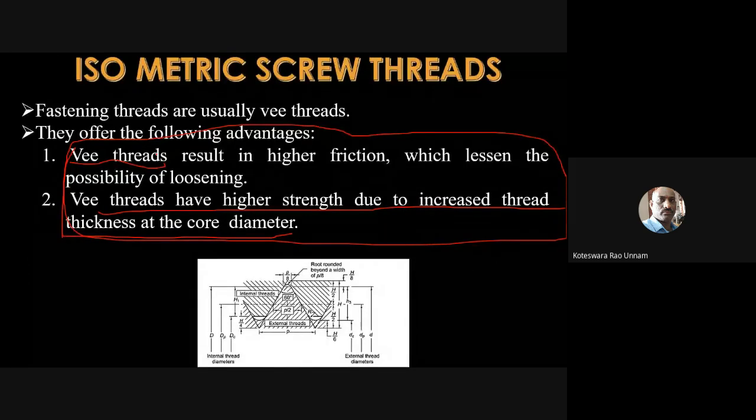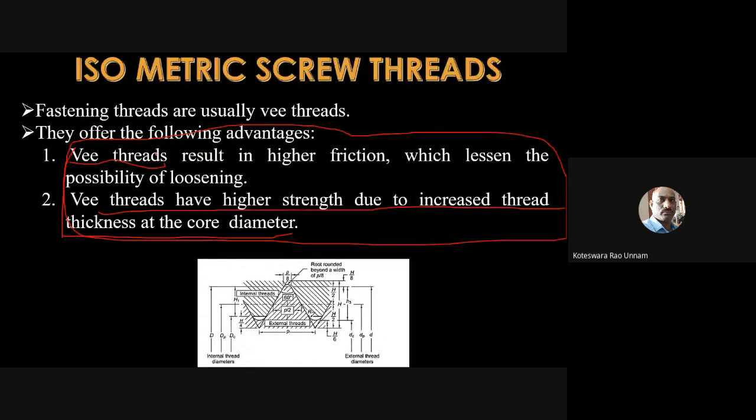But to pick that alpha value, what you should know is, for a given application, what type of thread is going to be used. That is, if it is a power transmission, what type of threads you are using. For bolted connections, what type of threads they are going to use. Based on that, you need to pick the value from the data book and solve the problem. Simply we cannot escape by saying that the data is insufficient and the problem cannot be solved. So sometimes they'll give only the requirement in the problem. They won't give you the additional data.